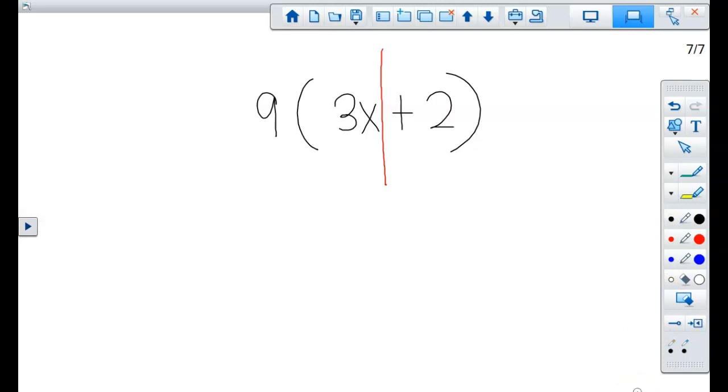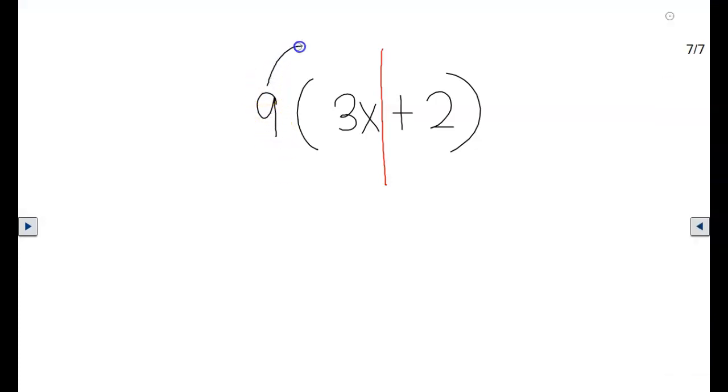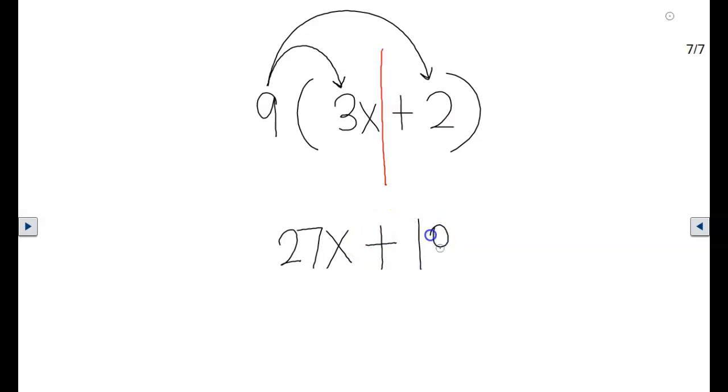I'm going to multiply each one of those by 9. So I'm doing 9 times 3x. 9 times 3 is 27. Reattach x. So you should start out with 27x. And then 9 times positive 2. Is that positive 18 or is that negative 18? 9 times positive 2 is positive 18. So I should write plus 18. Plus because he's positive. So 27x plus 18.